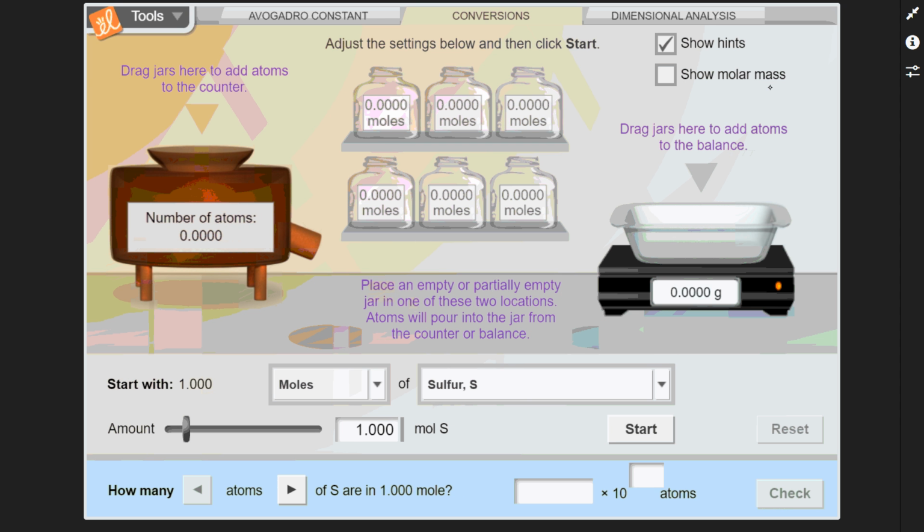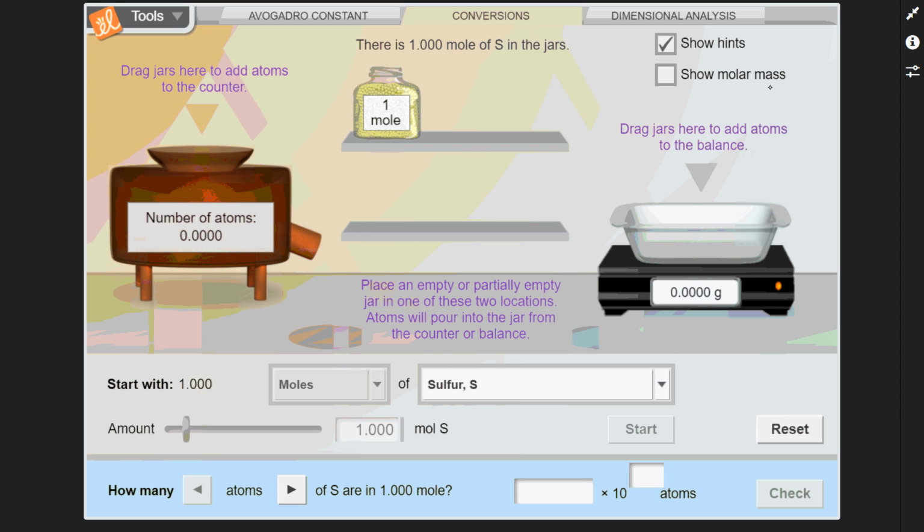Let's just go back a little bit and start with the sulfur again. So what I can do is once I have the mole of sulfur, remember 6.02 times 10 to the 23. Okay, I can put my jar over here, collect this. I can take the 1 mole and I can actually, oops, let me see if I can do it now. There we go. Pour it into the balance. And look what we have. The mass is 32.07 grams.